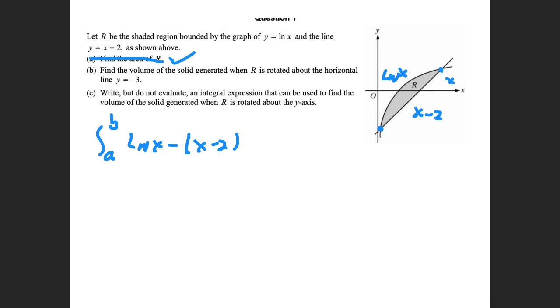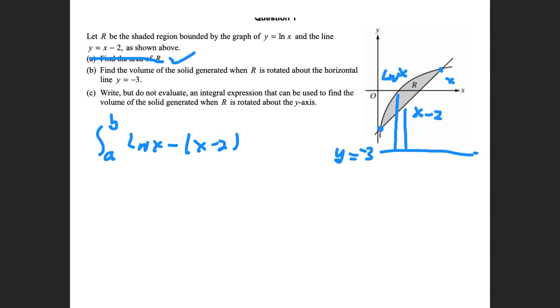Problem number 2 says find the volume of the solid generated when R is rotated about the horizontal line y equals -3. So y equals -3 is going to be down here. If I wanted to rotate that around that line, it's going to be big radius, small radius. My big radius is the top, and then it's going to be plus -3, isn't it? Because I'm adding that -3 onto it.